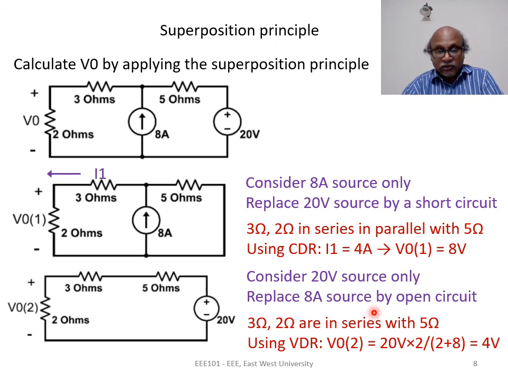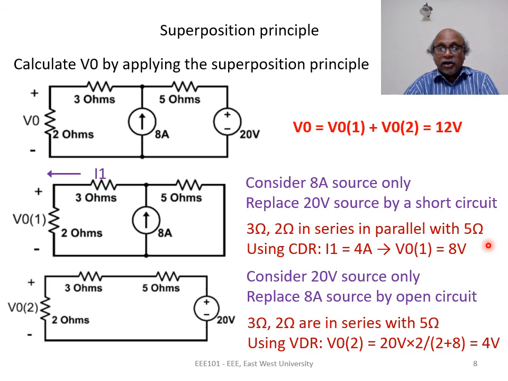I mean 4 volts. So in our original circuit, the contribution of the 8 ampere current source to V0 is 8 volts. The contribution of the 20 volt voltage source is 4 volts. When we want to find the total, we add these two contributions and V0 is equal to 12 volts. Here is the application of the superposition principle.